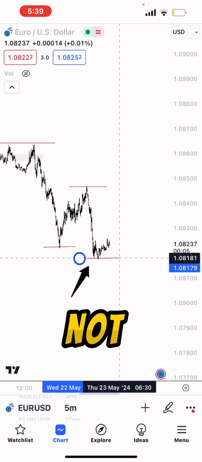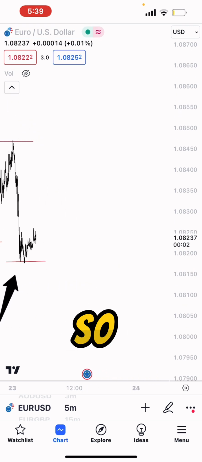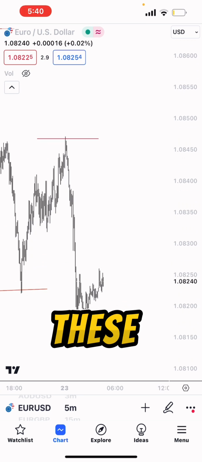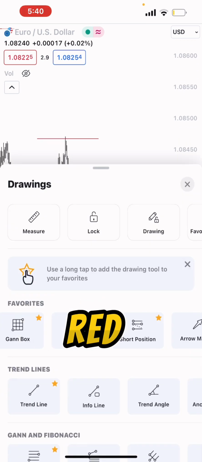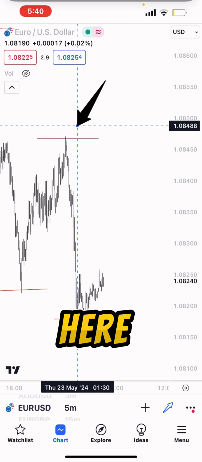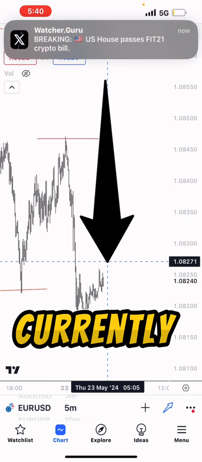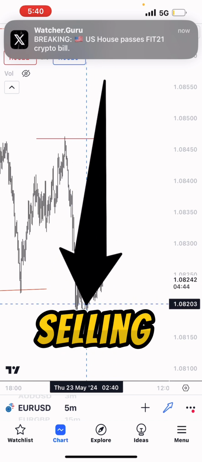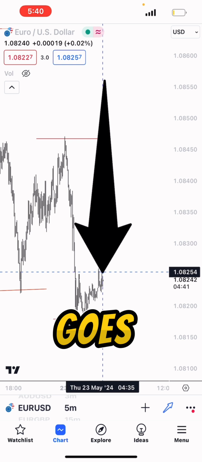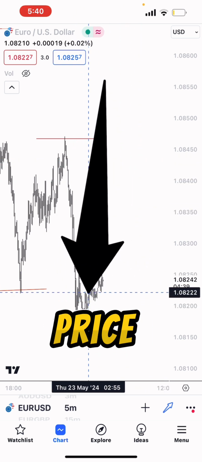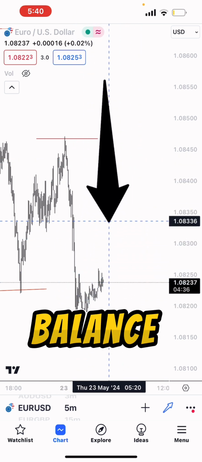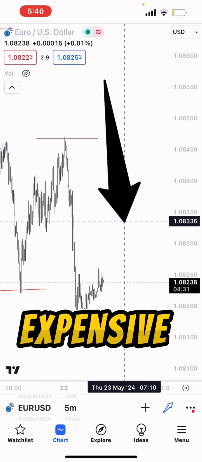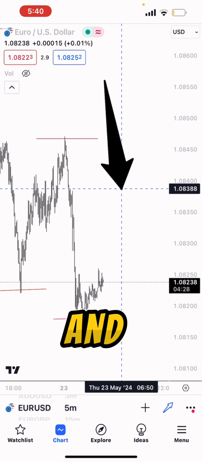Like that. I'm sorry, it's not neat. There we go. If I want to make money right here, I want to look within these 2 red pieces of structure, these 2 red lines, which are here and here. Price currently is here at the bottom of this bottom red line. Since we're selling and price usually goes up before going down, we want price to come up here to balance out the market towards the higher part of the range, to where prices are more expensive, more premium, and then sell off.